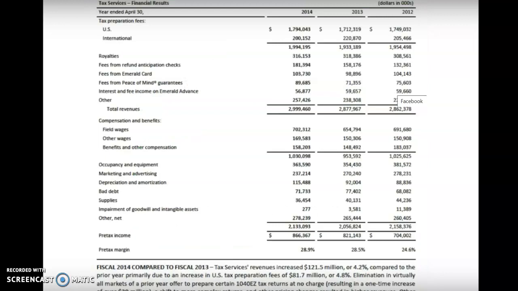So we're going to take all that data and eventually turn it into financial statements, such as this one. This is H&R Block's 2014 income statement. If you look at total revenues, it says that the revenues were $2,999,460,000. So we had to categorize and summarize all of the different locations' revenues on this one report. And for expenses, we had field wages, other wages, some marketing and advertising wages, some depreciation, some bad debt, all these different expenses that we had to summarize to be able to report to the financial statements.